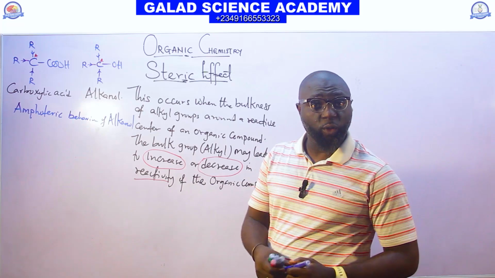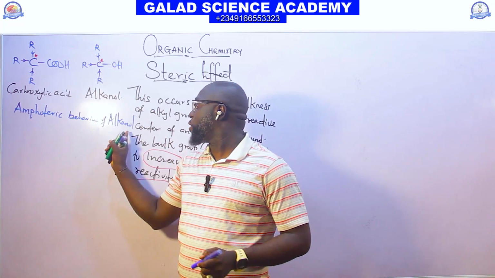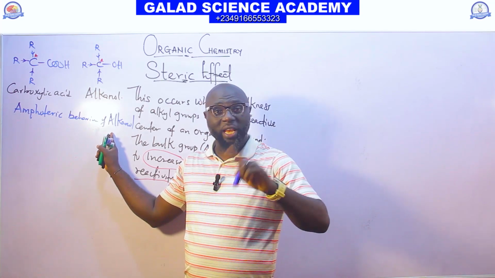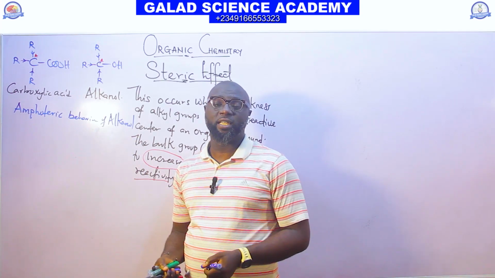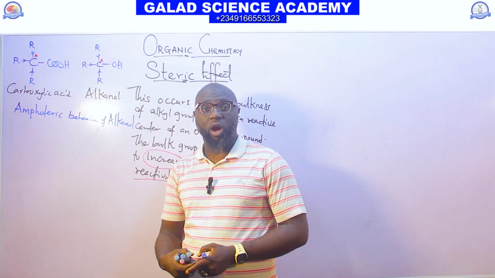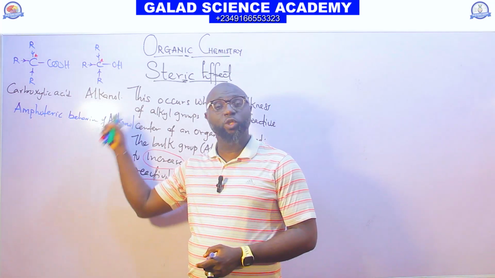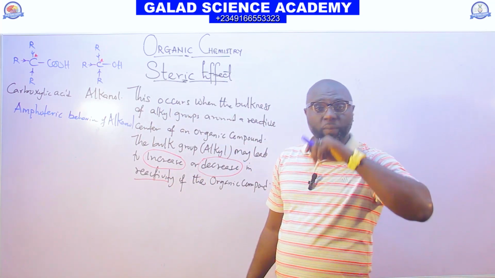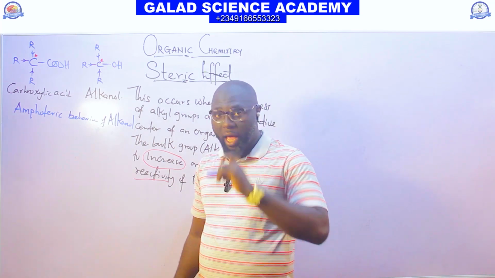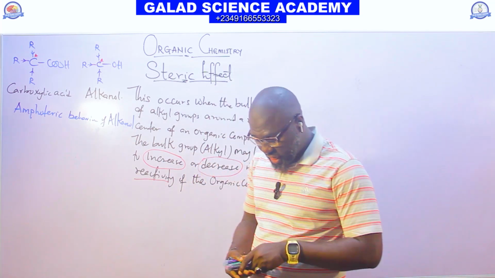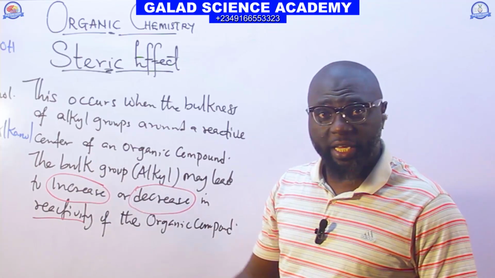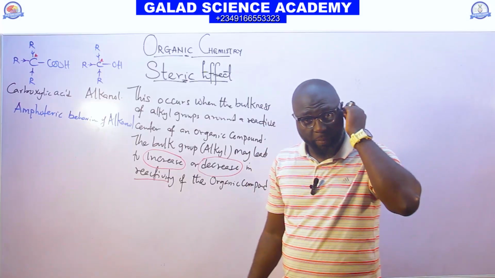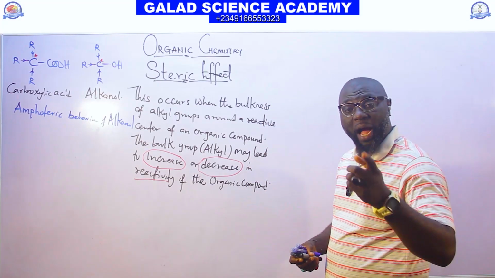So if you want to explain the amphoteric behavior of alkanol, you know the meaning of that? The alkanol behaves like a base as well as an acid. The steric effect is what we can use to explain why the alkanol behaves like an acid as well as a base. What is the meaning of amphoteric? Any substance like alkanol that can behave like an acid can also behave like a base.